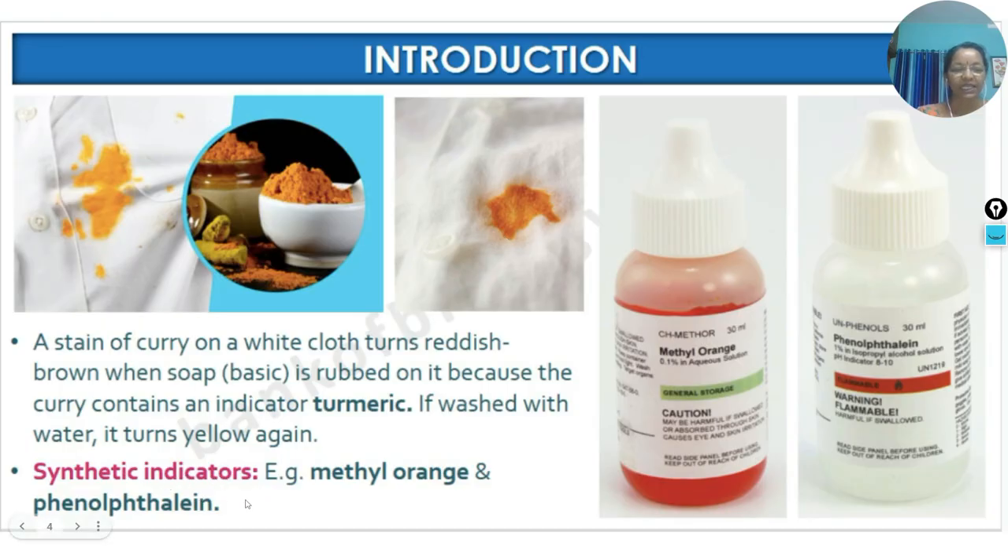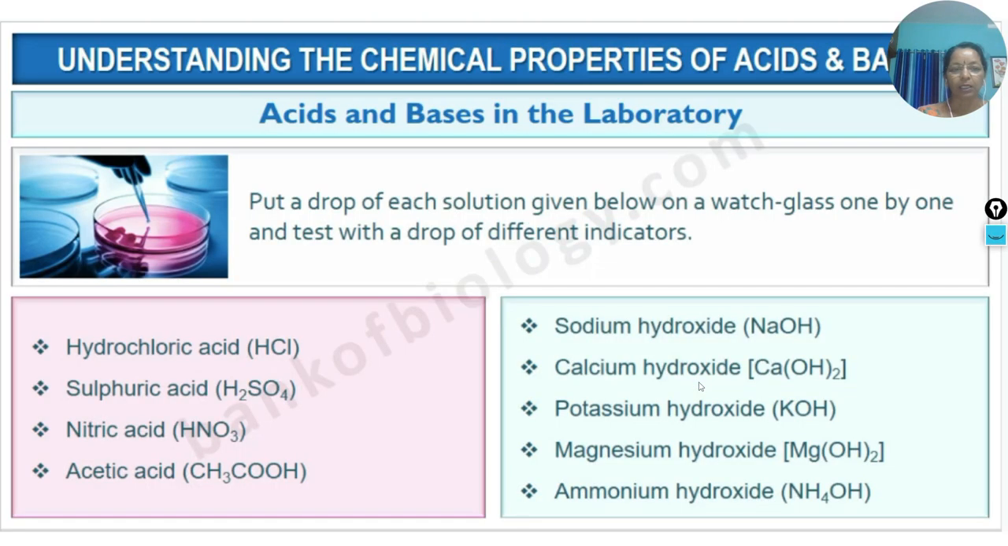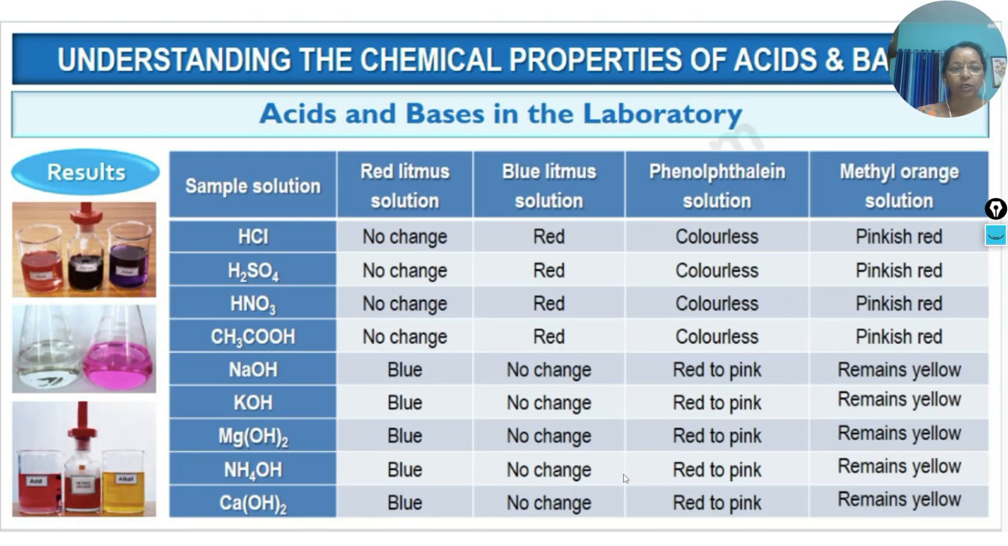Now coming to the synthetic indicators, we have two indicators available in the lab, methyl orange and phenolphthalein. See, this is a table of acids here. Here we have a group of bases. We'll see what the color change is. Up to CH3COOH, acetic acid, it is acid. Then we have the bases here. Now see the color change.